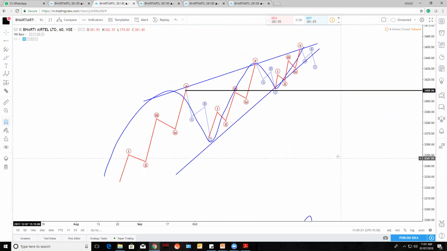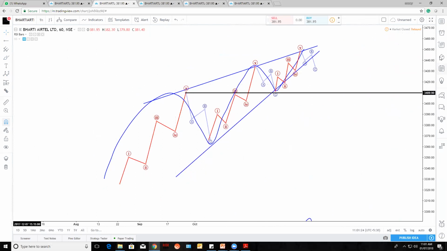It's visible to everyone, right? See, what is the rule? They're telling that in an impulse, it should not be like wave 1, let's say 2, 3, 4 and 5. In an impulse wave, wave 4 cannot overlap on wave 1.